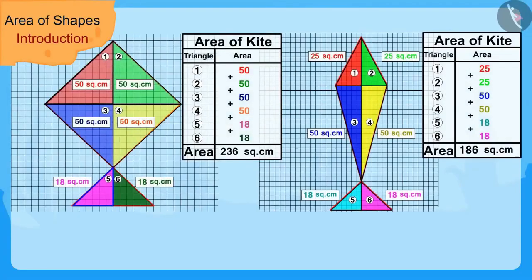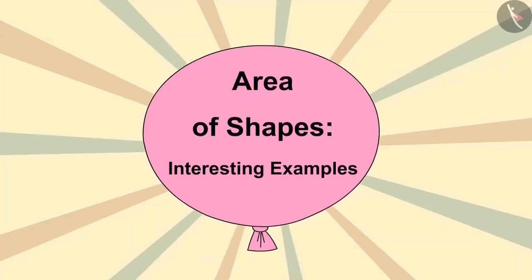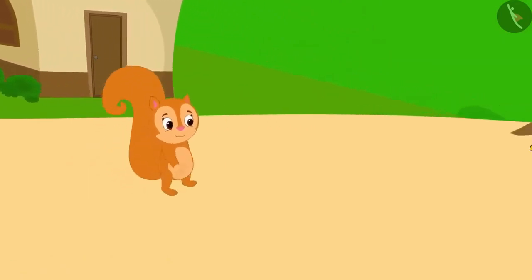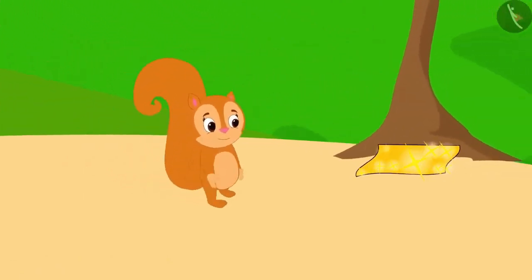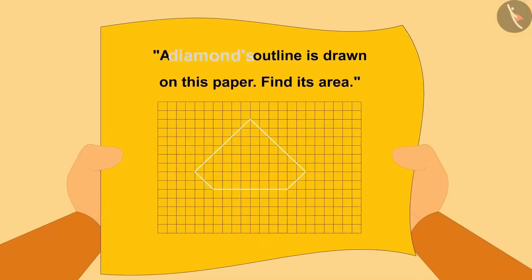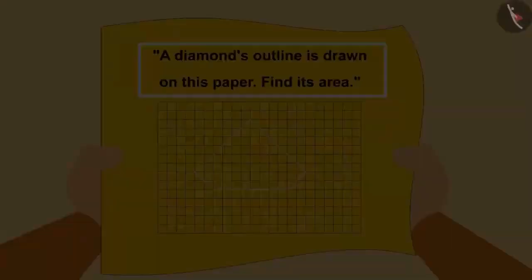Hello children! In the previous video, we learned to estimate the area of shapes. In this video, we will learn more about it through some interesting examples. Chanda was returning home from her shop. Just then, she saw a shiny paper under a tree. A diamond's outline is drawn on this paper. Find its area, Chanda read the instructions written on the paper.